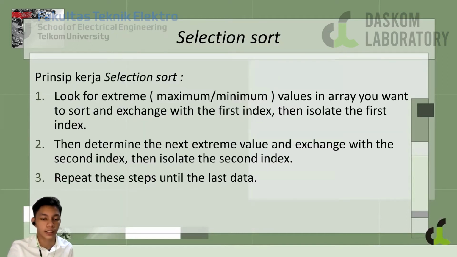Okay, we go to the second method. There are three principles of selection sort. First, look for the extreme maximum or minimum value in the array you want to sort and exchange it with the first index. Then isolate the first index. Next, determine the next extreme value and exchange it with the second index. Then isolate the second index. And last, repeat these steps until the last data.